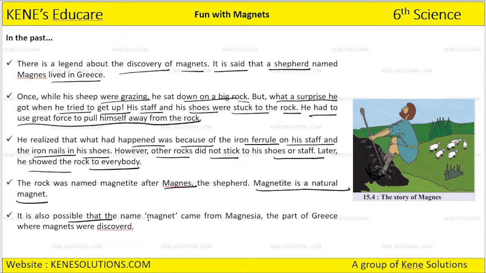It is also possible that the name magnet came from Magnesia, the part of Greece where the magnets were discovered. So Magnesia is a part of Greece where the magnet was discovered. That's why the name magnet was given.